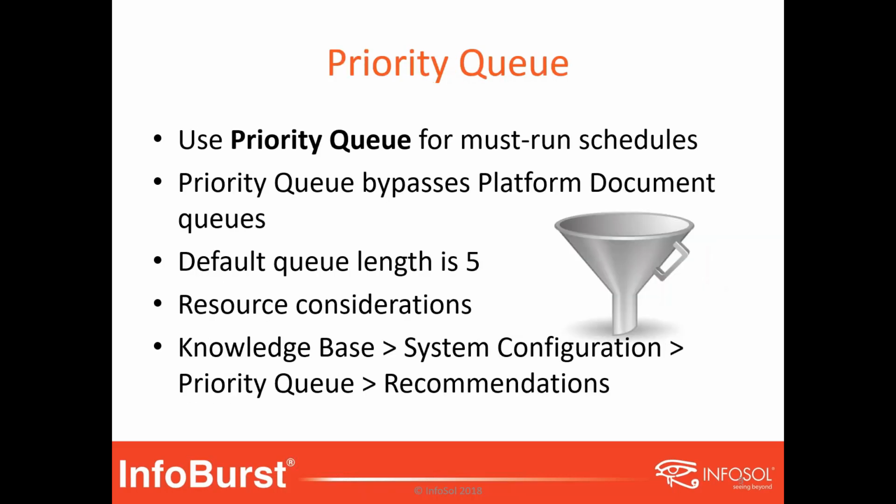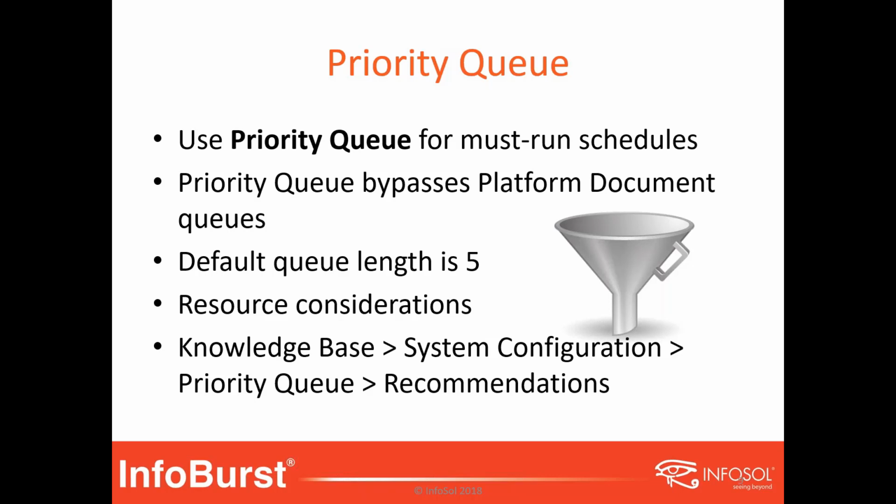We have added recently, in the last year or so, year and a half, a priority queue. And it is for important schedules that must run at a specific time. So one of the important things here is this queue bypasses any platform document queues you have set and can have an impact, a major impact on your BO server resources, okay? The default queue length is 5, but is configurable through the shell again.